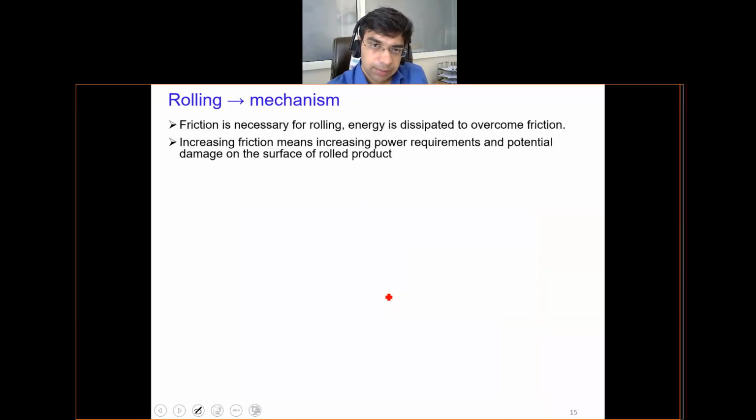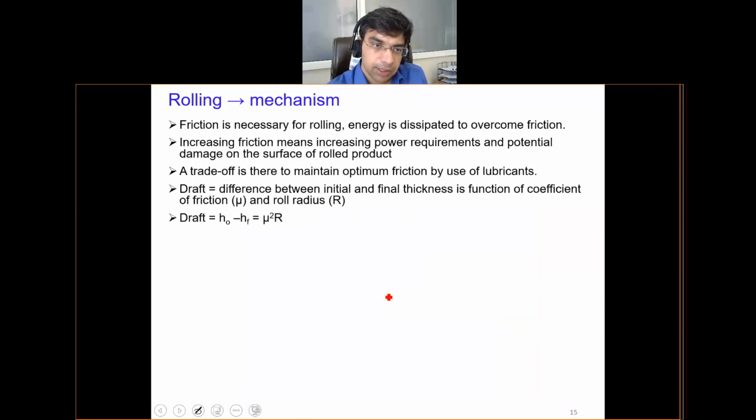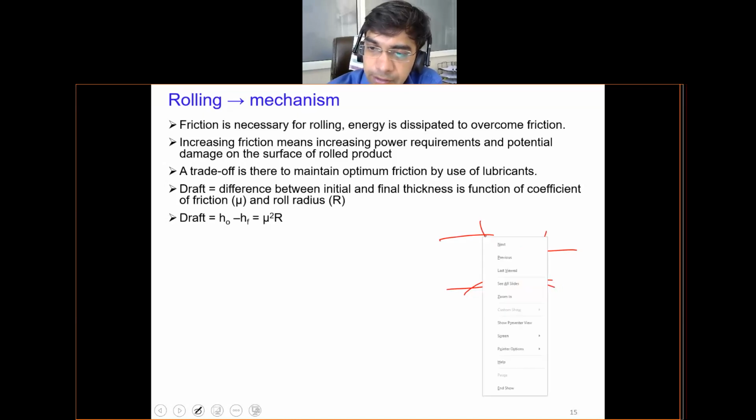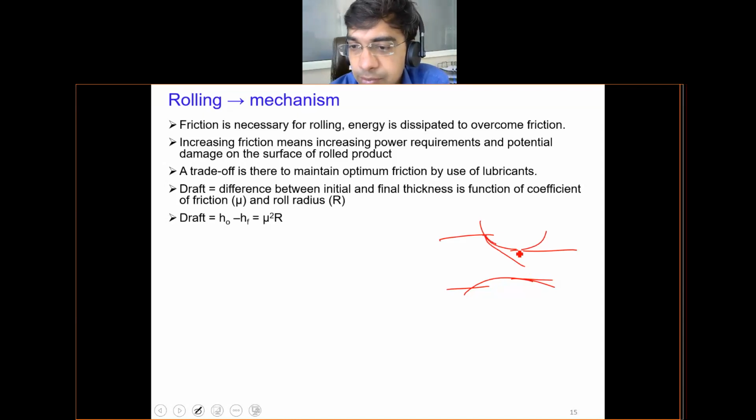So now what is the main mechanism of how rolling takes place? In rolling, the role of friction is very, very important. If I talk of these two rolls, here is the workpiece going in, and here it is coming out. Friction will start at this point, and it will continue up to this point.